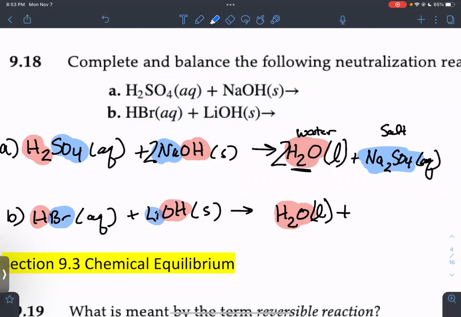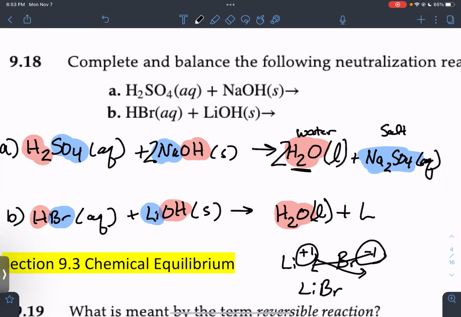I have Br and Li. I'm going to start with my lithium because that is positive. What's the charge on lithium? +1. What's the charge on bromine? -1. Crisscross them, 1 and 1, so you just don't write it. It's LiBr, and that is aqueous. So that's our blue stuff. Check your equation. Are you balanced? And yes, you are. You are good to go.